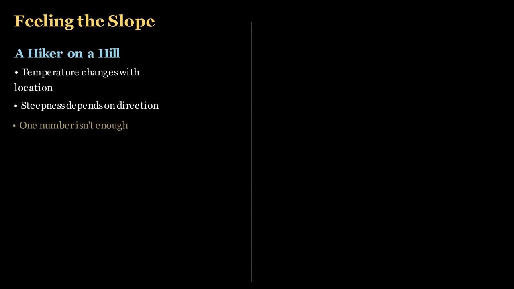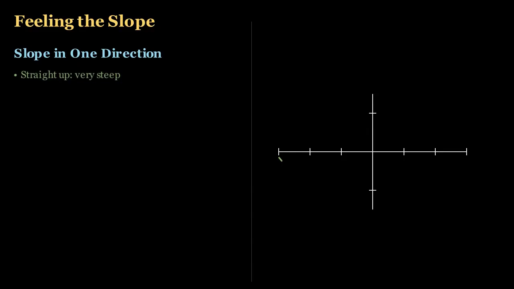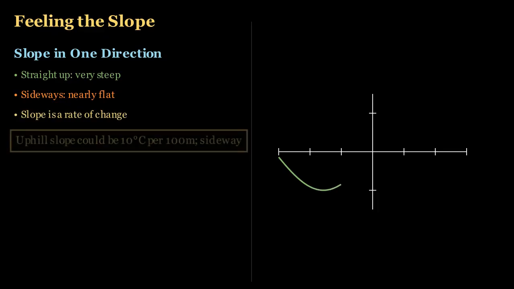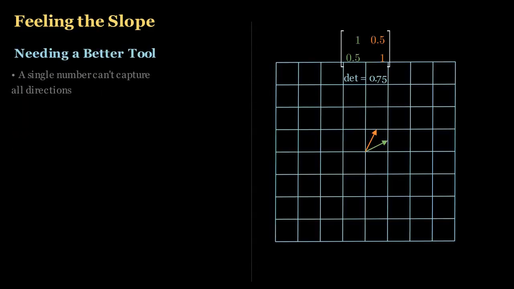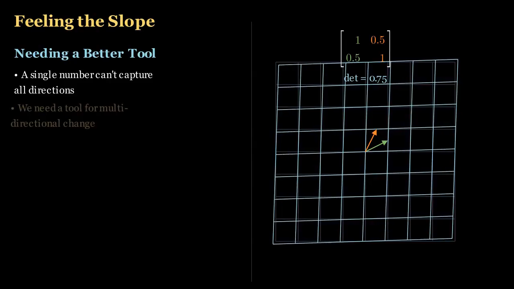We just saw why these matrices matter. Now, let's build them from scratch. Imagine a hiker on a warm hillside. She feels the slope under her feet, but the steepness changes depending on which way she faces. If she steps straight uphill, the temperature drops fast. If she steps sideways along the hill, it barely changes. The slope she feels is a rate of change, and it depends on her direction.